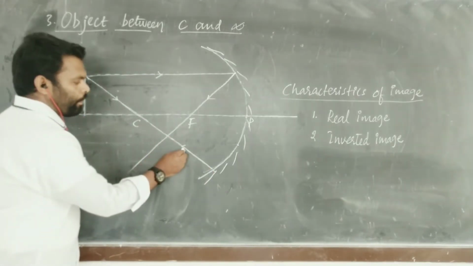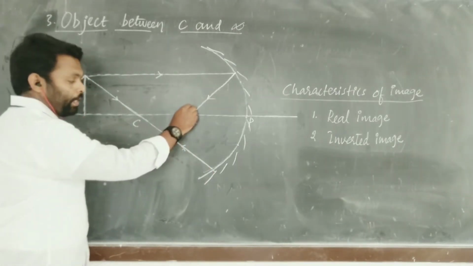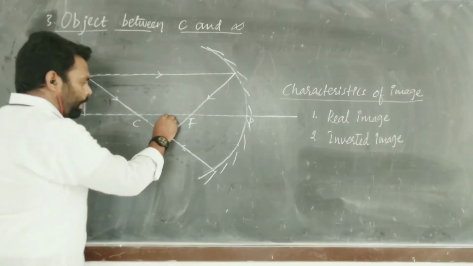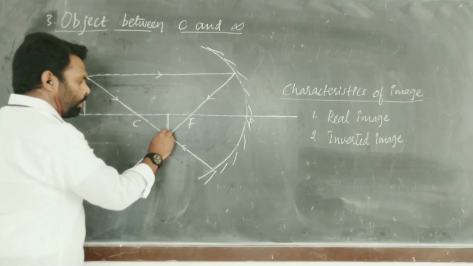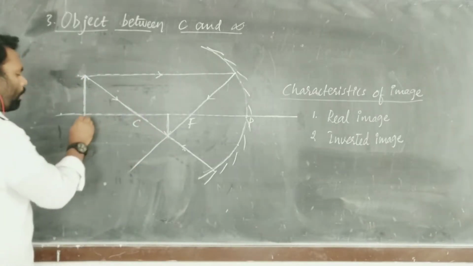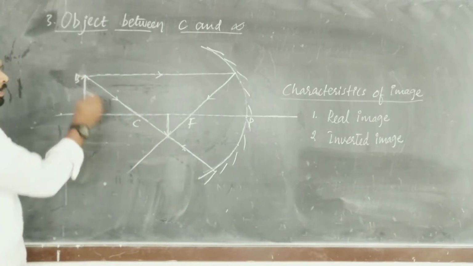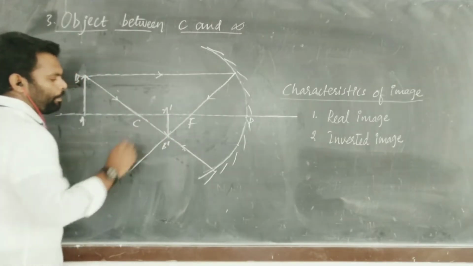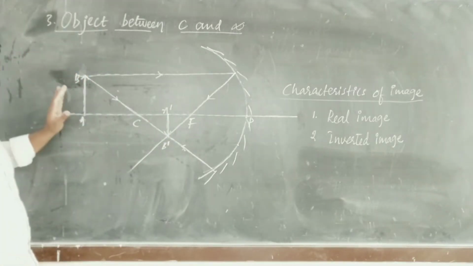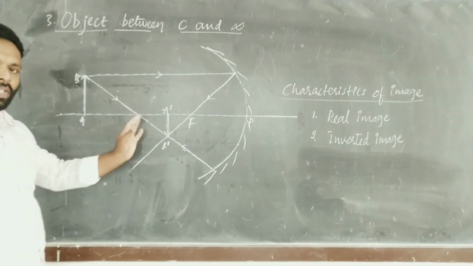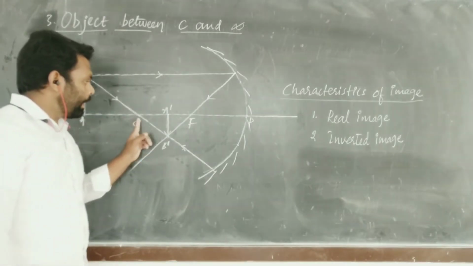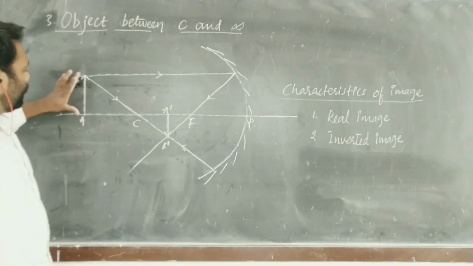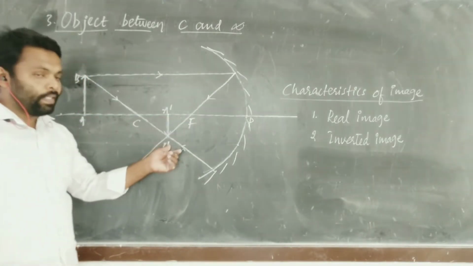So this is the first reflected light ray and this is the second reflected light ray. These two are intersecting at this point, and here the image of this object is formed. Let us take the object as AB, then its image as A prime B prime. The object is between infinity and the center of curvature, and the image is between the center of curvature and focus, right? The object is erect and the image is inverted.